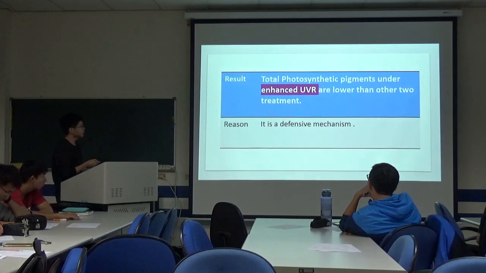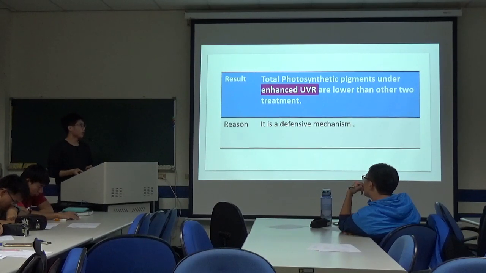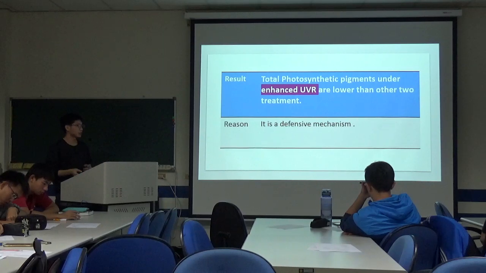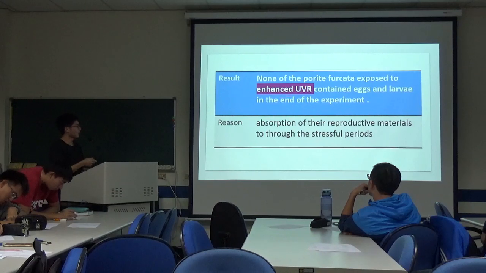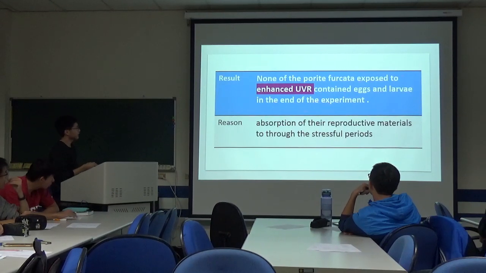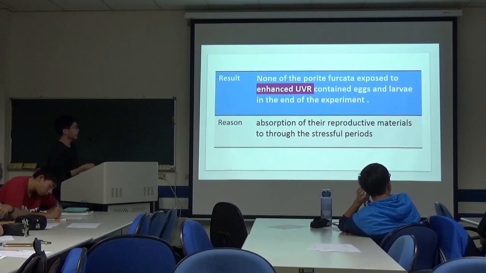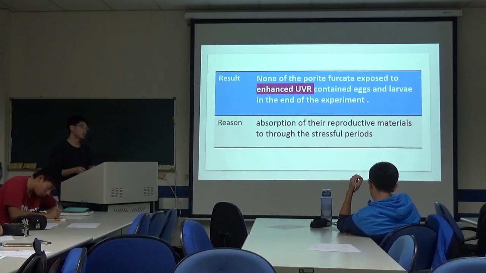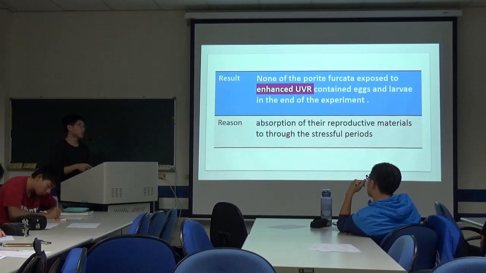Third, why is the total photosynthetic pigment under enhanced UVR lower than the other two treatments? Because the reduction of photosynthetic pigment suggests a defensive mechanism to reduce the damage to the light harvesting system. The next one is why none of the Porites exposed to enhanced UVR contained eggs and larvae at the end of the experiment. Because coral can absorb the reproductive material to help them through the stressful period.